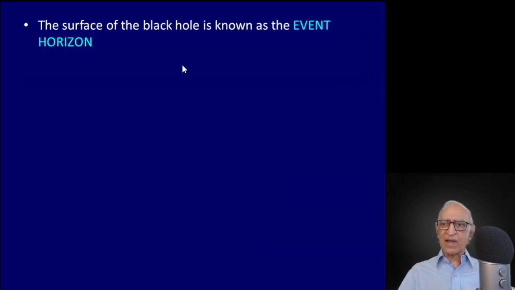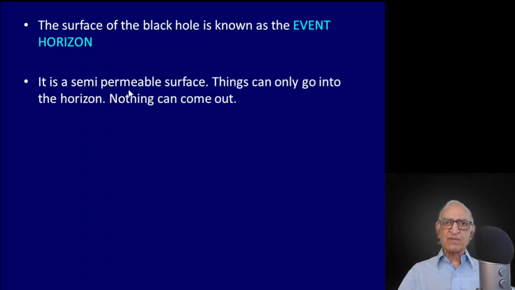Now, the surface of the black hole is known as the event horizon. It is a semi-permeable surface. Things can only go into the horizon. Nothing can come out. Not even light can come out.